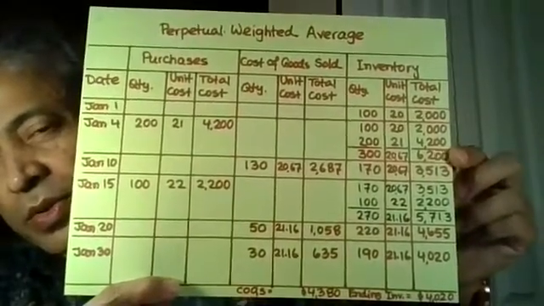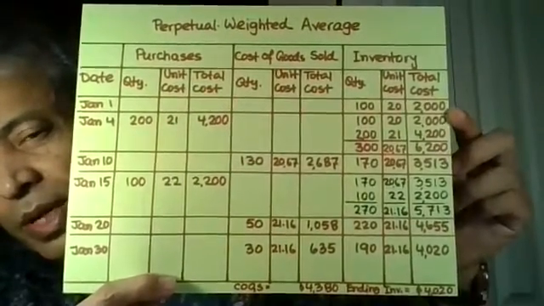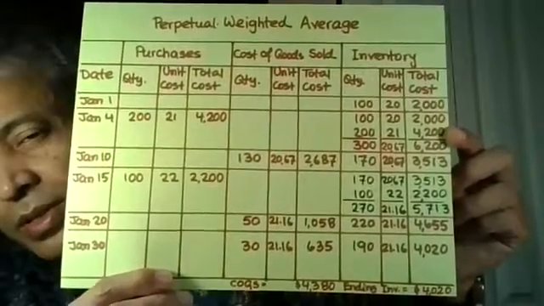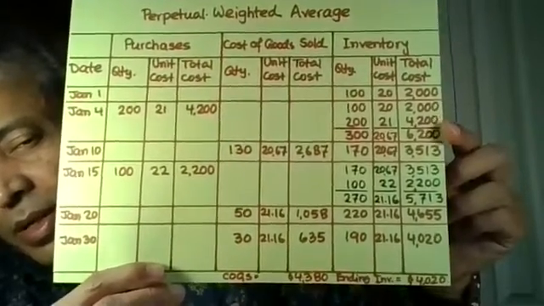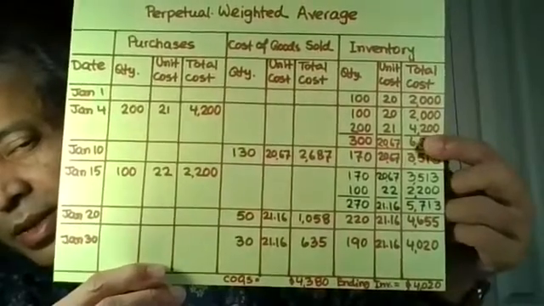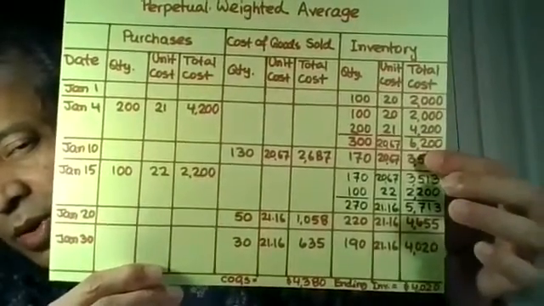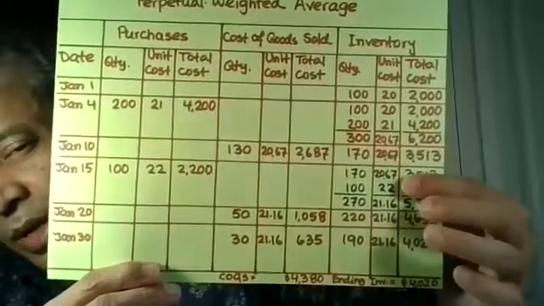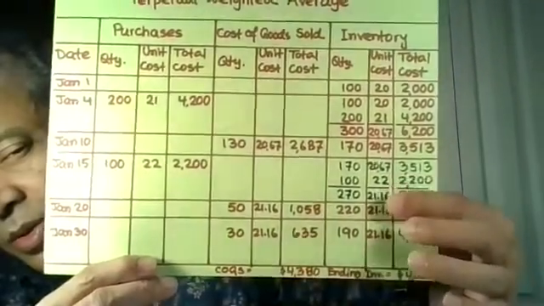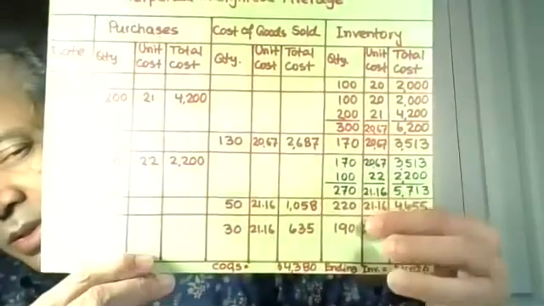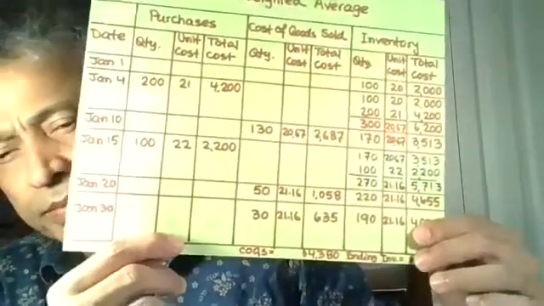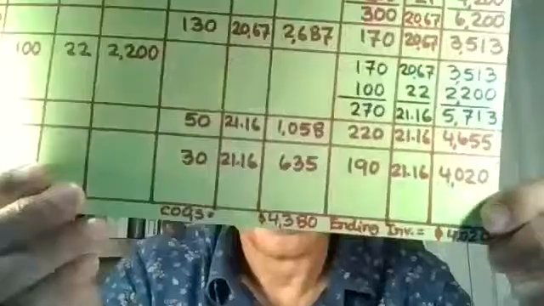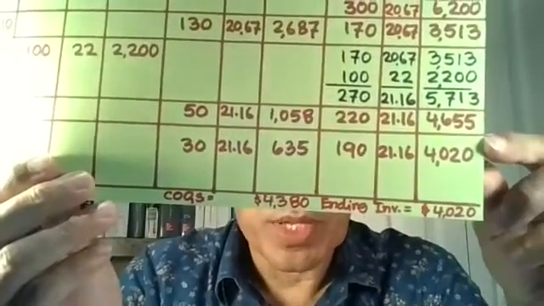All right, so look again, beginning inventory of 100 units at 21, then we had a new purchase, 200 units at 21, so the average has gone up a little bit. It's become $20.67. This number, total cost divided by total units. Then it's sold 130 at the same price. Then we had a new purchase, this time at $22, so our average has gone up. Then we had two sales, one of 50 units and another of 30 units. All right. So that's how the weighted average method works.